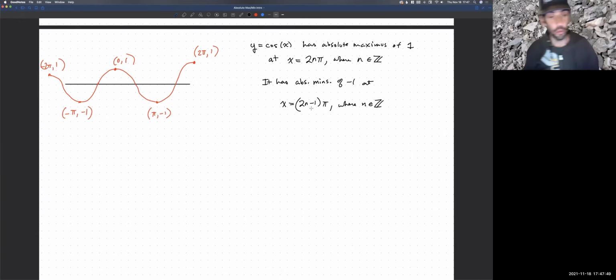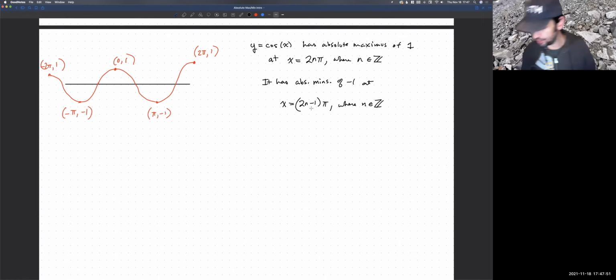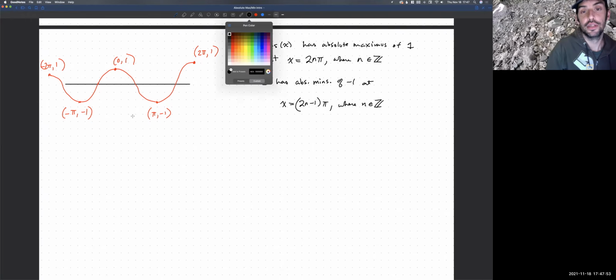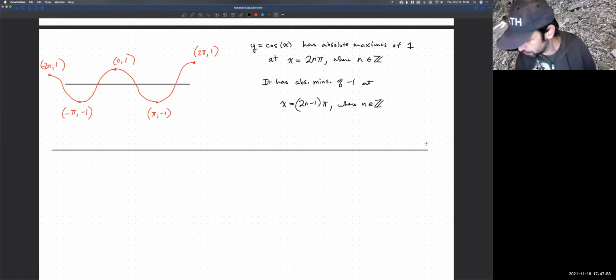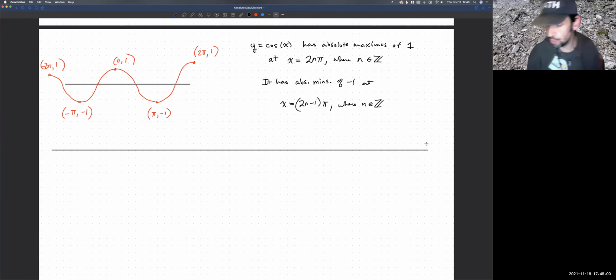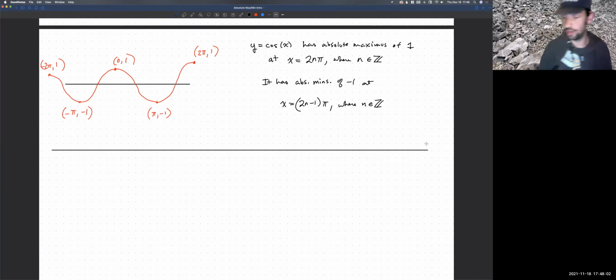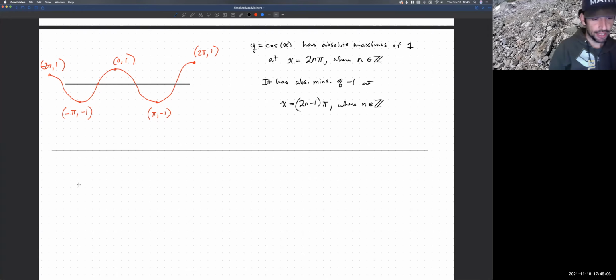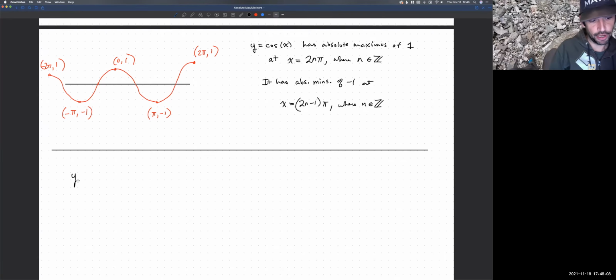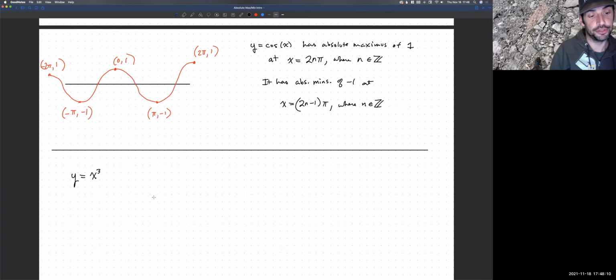Okay. What about, let's just do a couple of intuitive examples where we don't have a maximum or minimum, right? I'll just do it by drawing this. Like if I have a function like y equals x cubed, for instance.